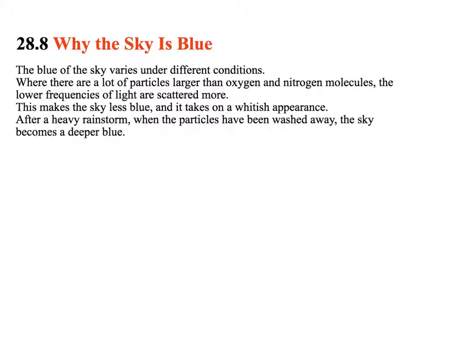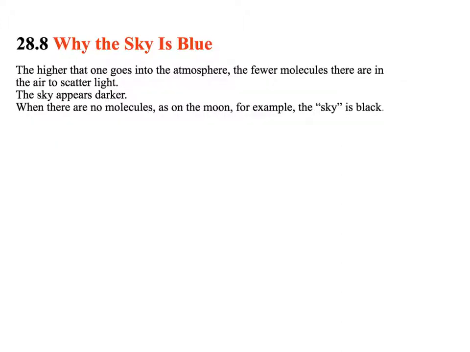After a heavy rainstorm, when the particles have been washed away, the sky becomes a deeper blue. The higher that one goes in the atmosphere, the fewer molecules there are, and the sky appears a darker blue. When there are no molecules, as on the moon, for example, the sky is then black.